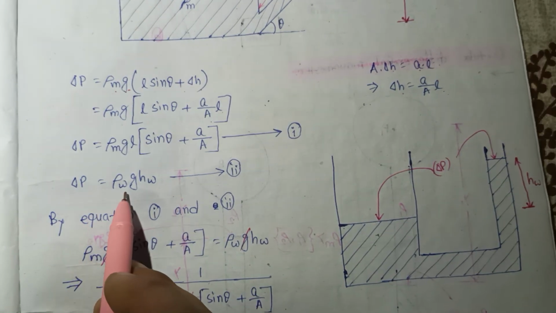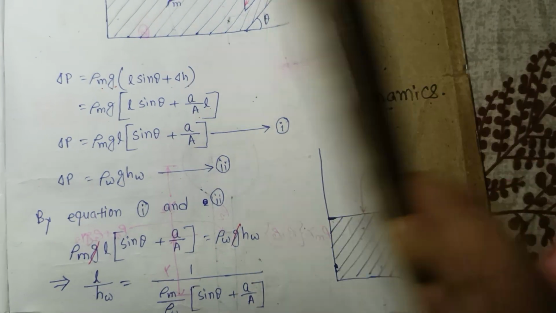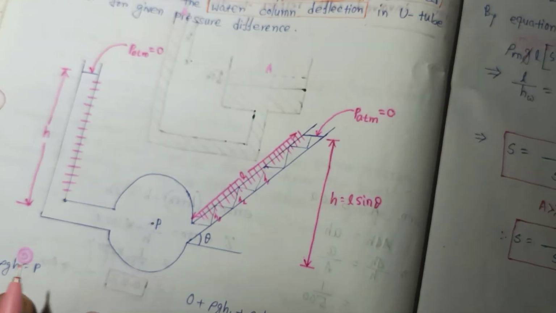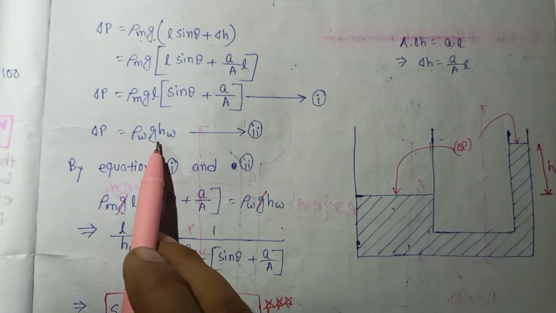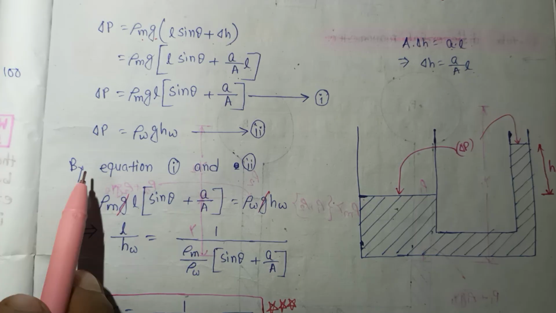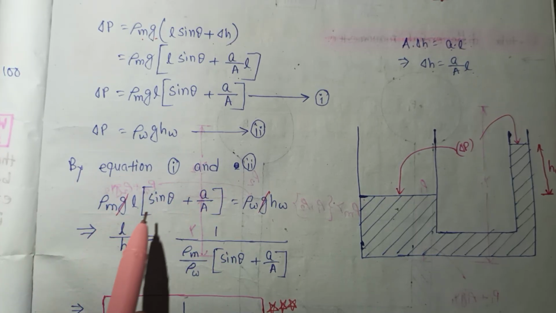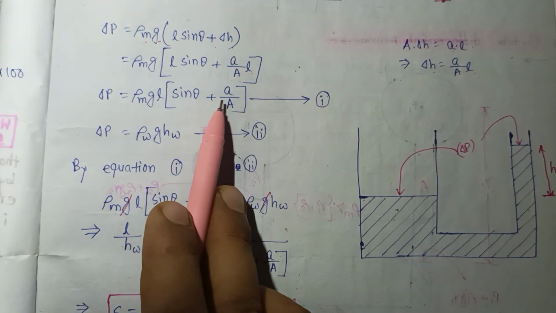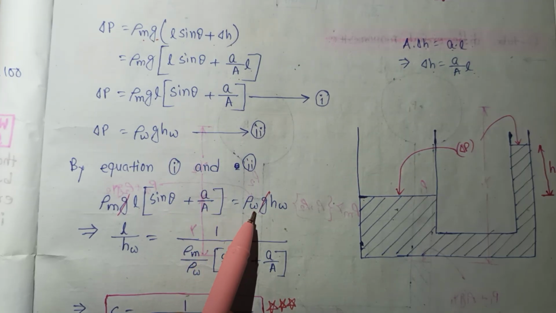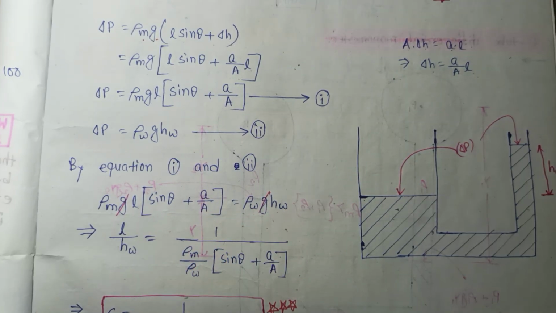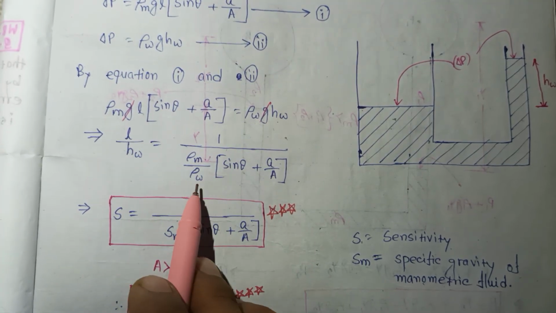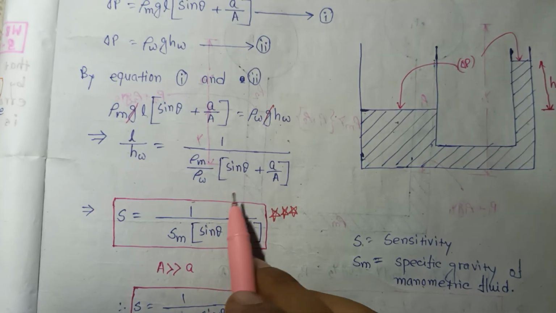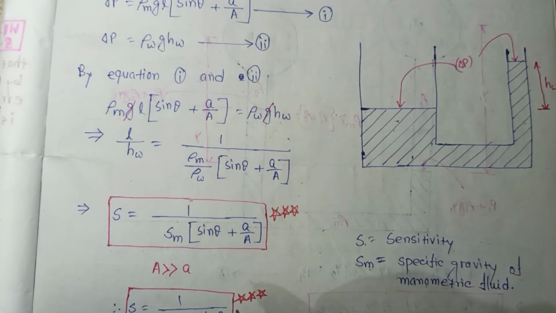And if you want to calculate the delta P for water, for this case, that is equal to rho of water G into H of water. So this is equation number 2. So by equation number 1 and 2, we can get rho m G L sin theta plus small a by capital A is equal to rho of water G H of water. So G cancels out on both sides. So L by H is equal to 1 by rho of m by rho of water into sin theta plus small a by capital A.